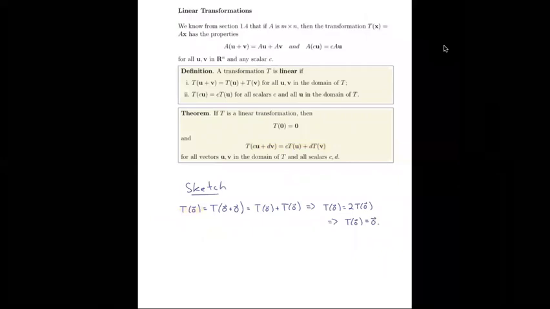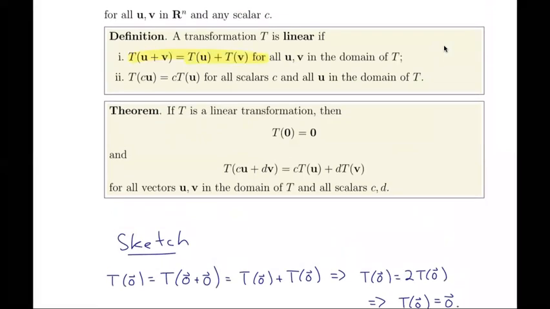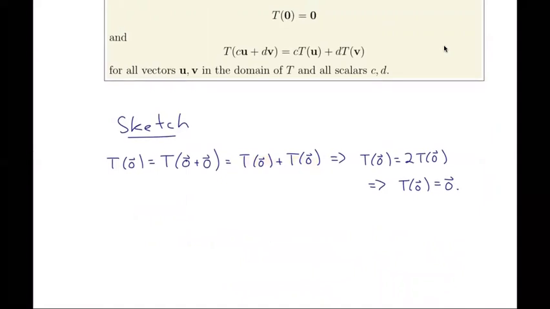T of 0. Remember that the 0 vector plus the 0 vector is equal to the 0 vector. So I've expanded T's argument here. And then I know that T is linear, right? We assume T is a linear transformation. So I can split over the sum inside of its argument because it's linear. So then I have T of 0 plus T of 0. Well, all of that is still equal to 1 T of 0. So I have 1 T of 0 is equal to 2 T of 0. And the only way that can be true is if T of 0 is 0, right?